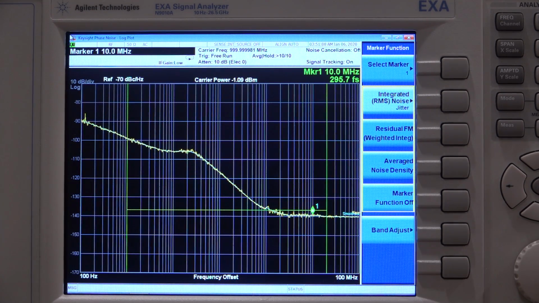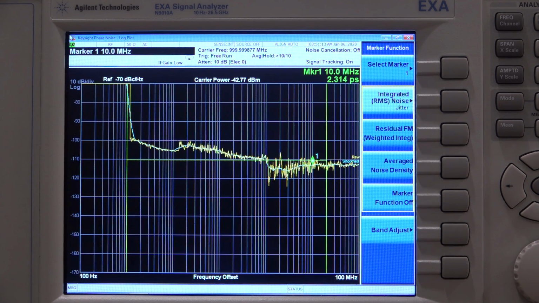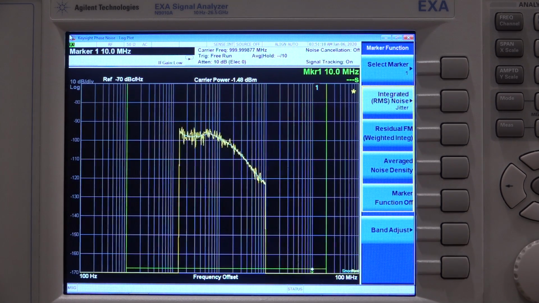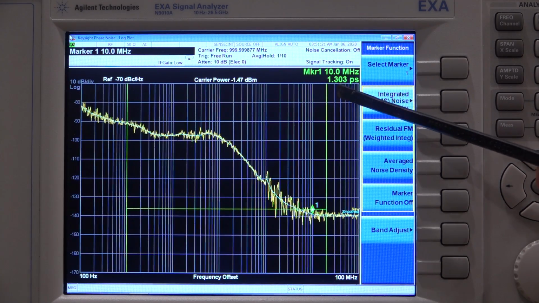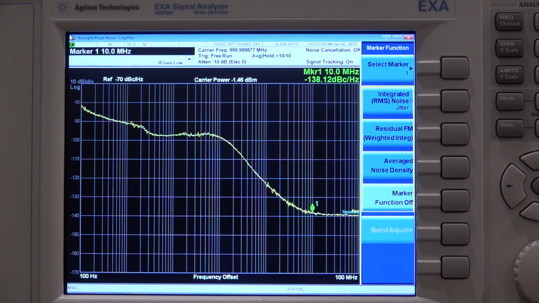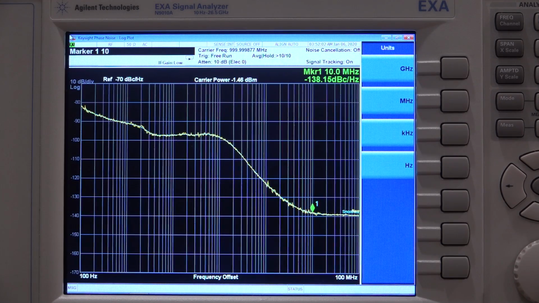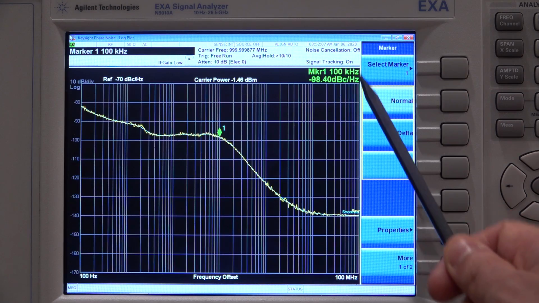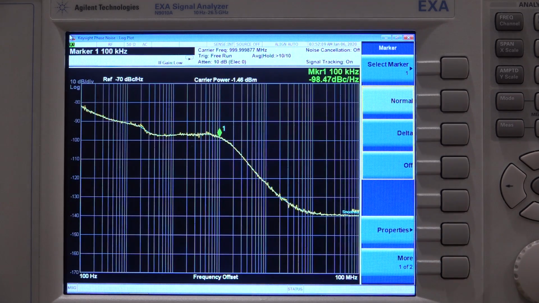Now I'm going to remove this, and I'm going to hook it back up to the Siglent SVA. You can see how much worse the Siglent SVA actually is. There we go. I'm going to restart that measurement. Take a look: 1.3 picoseconds. That's a huge difference, and that's to be expected because the phase noise was quite a bit worse. And if I go under the marker functions and put the marker back to 100 kilohertz offset, you can see that we're measuring the minus 98 dBc per hertz we were measuring before, which is quite a bit worse than the PNCS1.